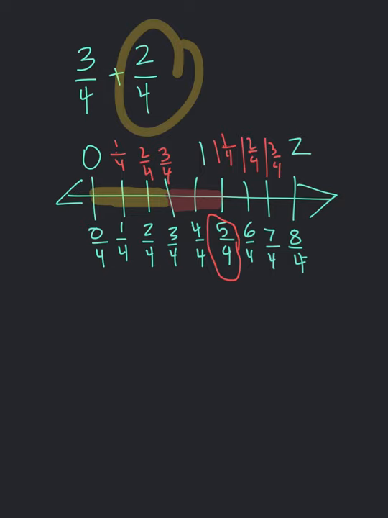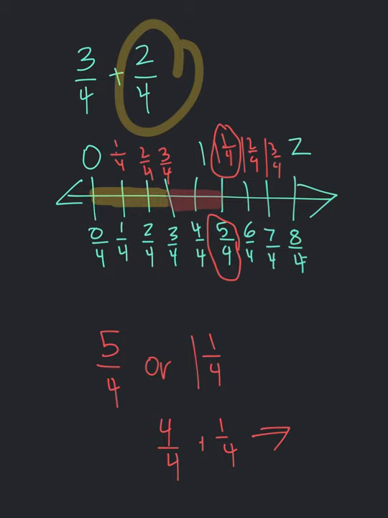So anyway, the answer to this problem could be either 5/4 if you just wanted to stick with the simple way of leaving your answer, or you could also write your answer as 1 and 1/4. Because again, 4/4 would be the whole, and then you would have an extra 1/4 left over. So then you would end up with 1 and 1/4.